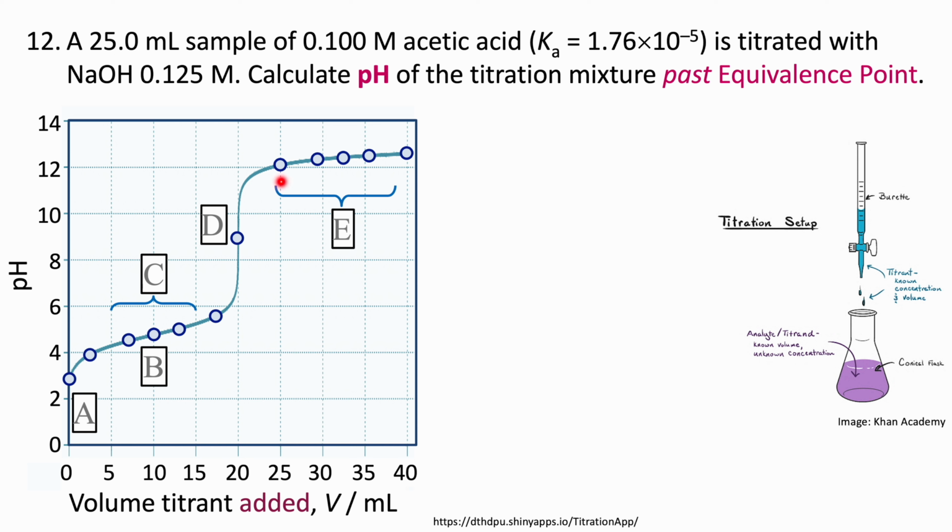In this next video of my series on titrations, we're going to calculate the pH once we have passed the equivalence point. That means any of these points in this region marked with E.